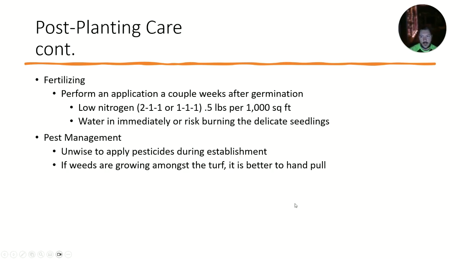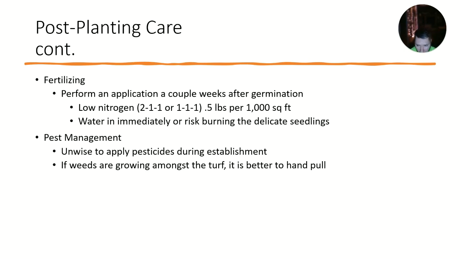So let's talk about fertilizing, which is kind of different than trees, which is kind of more my specialty. But we do want to perform an application a couple weeks after germination. It's a very low application, like a 2-1-1 or a 1-1-1, and you don't want to apply more than 0.5 pounds of nitrogen per 1,000 square feet. You want to water immediately after you apply fertilizer so that way you don't risk the burning of the delicate seedlings.